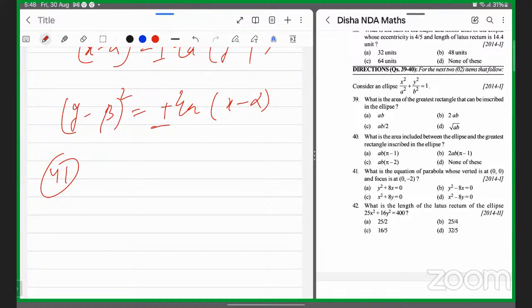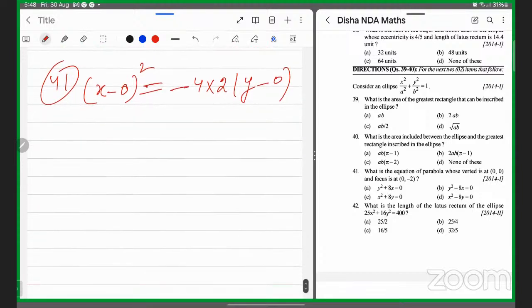Vertex is at the origin, so alpha is 0, beta is 0. So this is vertical but downward. Vertical, so x minus alpha is 0. Any problem? Minus downward 4. What is the length of a? Length of a is 2. And y minus 0, passing through the origin. x square equal to minus 8y. x square plus 8y equal to 0. Understood, everyone?